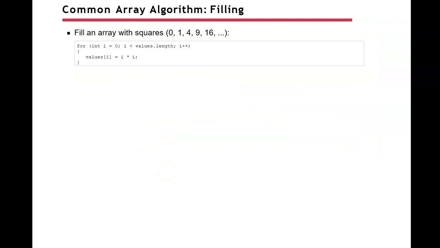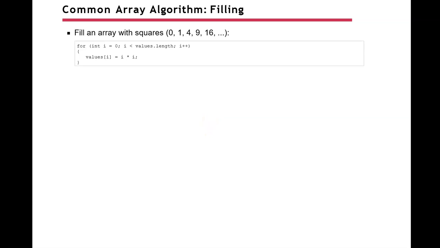Let's talk about some common array algorithms. So here's an example. Fill an array with squares. For int i equals 0, i less than values.length, i++, and so on for each. The point here is to show that we do a set of operations across each item in the array.